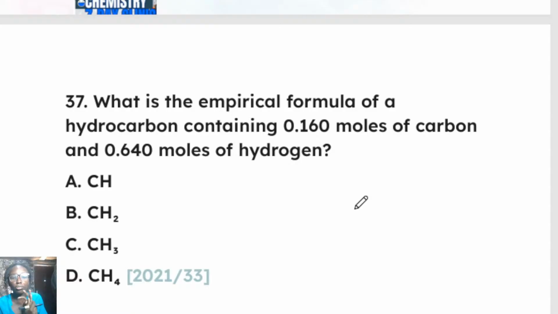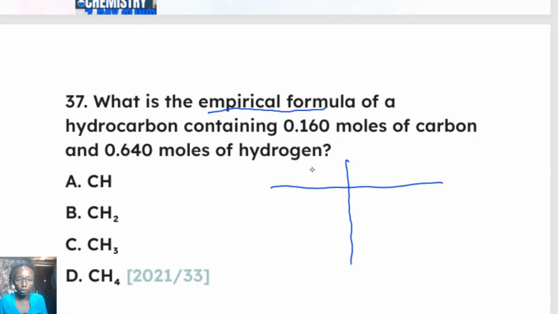It says, what is the empirical formula? Now, there are lots of empirical formula questions we'll be doing today. And it's for a hydrocarbon, so that's great. A hydrocarbon is a compound with just carbon and hydrogen. So we can put the number of moles, because they were given to us. It told us that it's 0.160 moles for carbon and 0.640 moles for hydrogen.